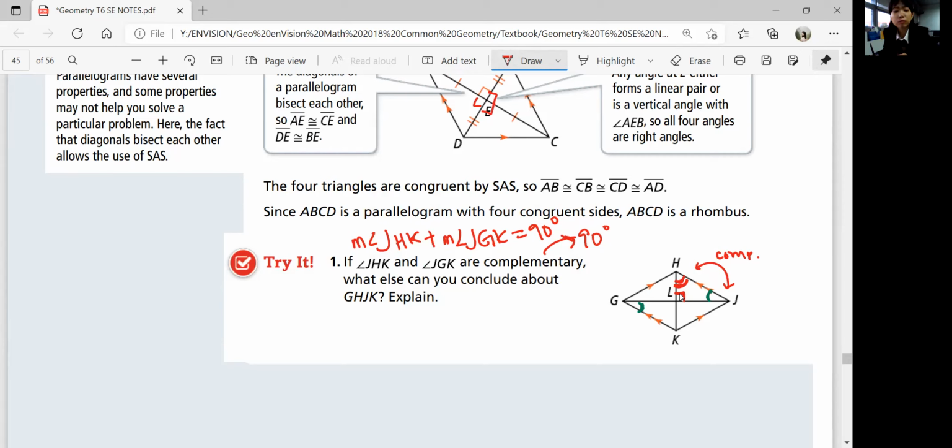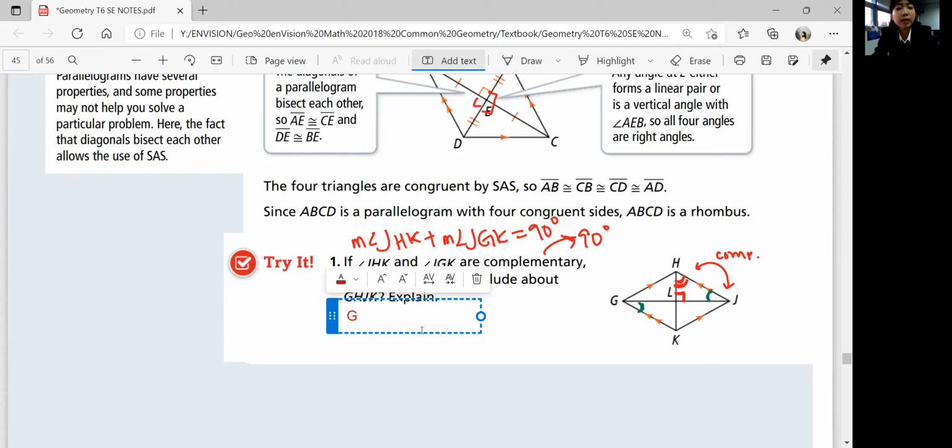the SAS theorem. Yeah. So it's a right angle, so diagonals are perpendicular. So if they're perpendicular, you know it's a rhombus. So let's summarize that and write it down.